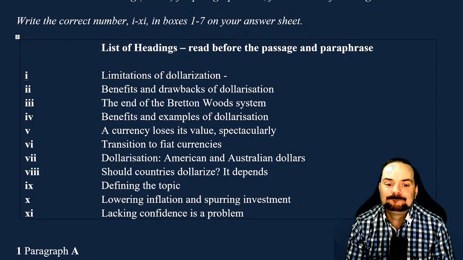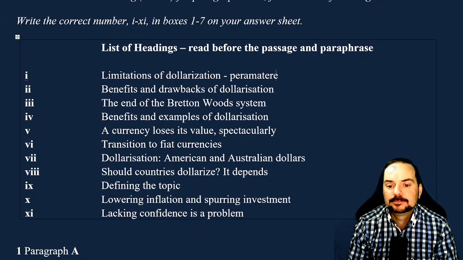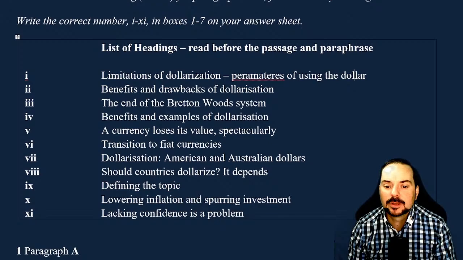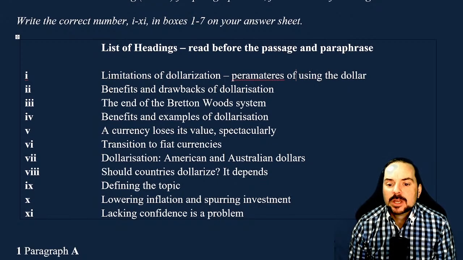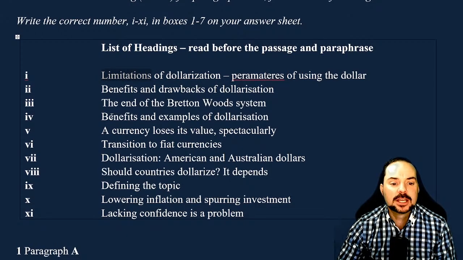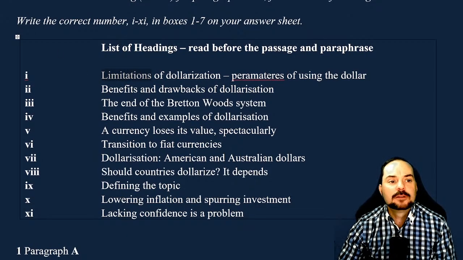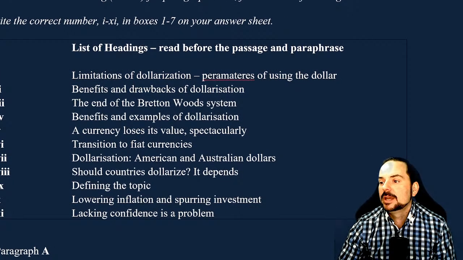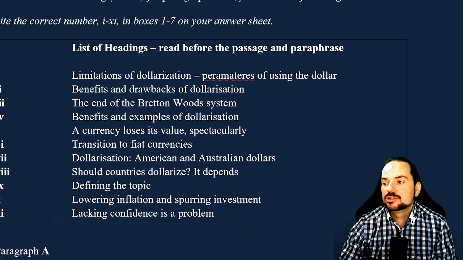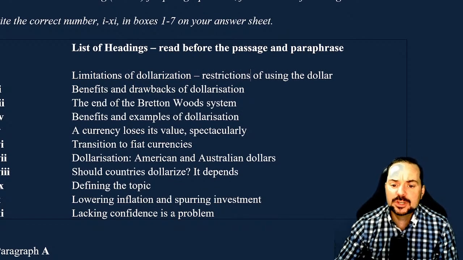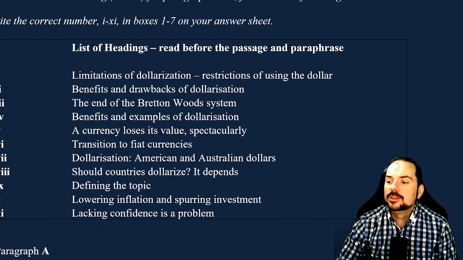Limitations, parameters of using the dollar. Okay. It's hard to figure out what way to paraphrase limitations are. What I can do is I can use my thesaurus. So I'm using Microsoft Word. I go to review, I go to thesaurus, and my thesaurus says that another way to say limitations is boundaries, borders, restrictions, limits. Okay, I like the word restrictions. So restrictions of using the US dollar.